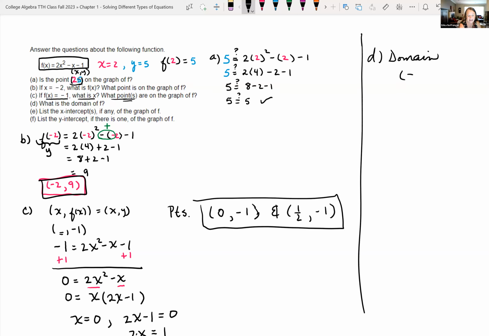Or another way to state that, if we're talking about interval notation, it's x going from -infinity to x going to +infinity is another way to state the domain there.